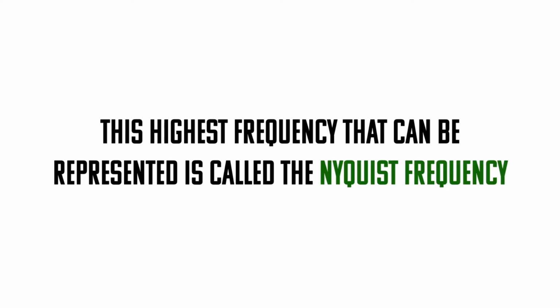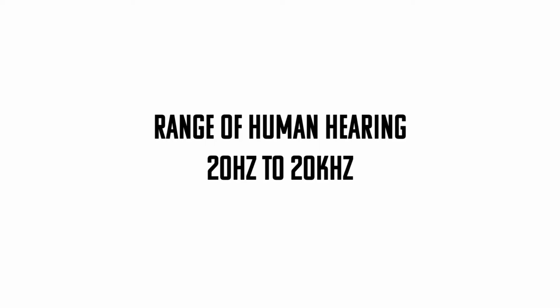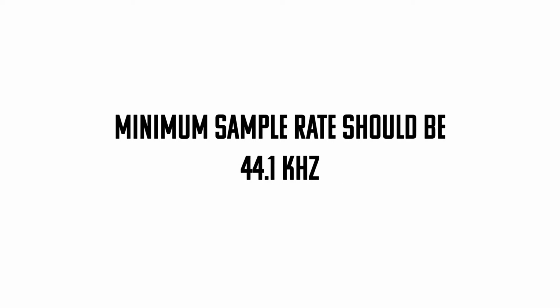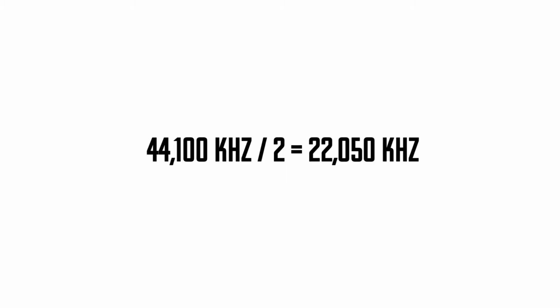The sampling rate determines the highest frequency that can be accurately represented in a digital audio system. The highest frequency that can be accurately represented is called the Nyquist frequency, and to find it, you do sampling rate divided by 2. For example, the range of human hearing is 20 hertz to 20,000 hertz, so the minimum sample rate you should be using is 44.1 kilohertz. So then we would do 44,100 divided by 2, which equals 22,050 hertz.